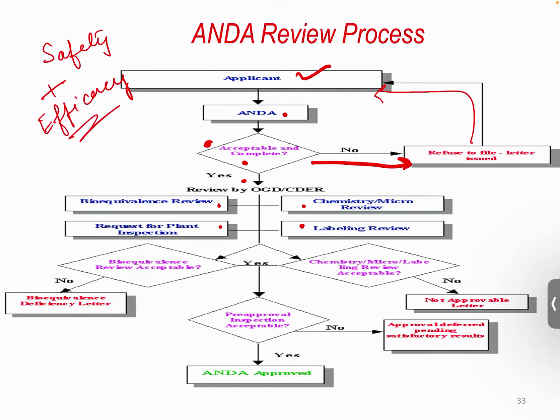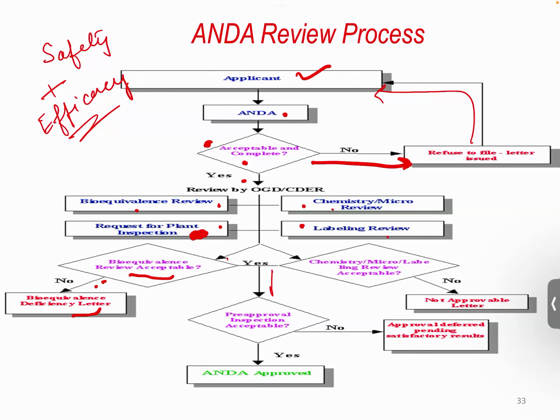So the review includes bioequivalence, chemistry and microbiology review. A manufacturing plant inspection may be possible. See, earlier there was clinical data inspection, but now, because new small companies are manufacturing this product, they may do a small plant inspection. Labeling review also happens. Now, if the bioequivalence review is acceptable, that's the first thing. If it is not acceptable, they will give you a deficiency letter. You have to address it.